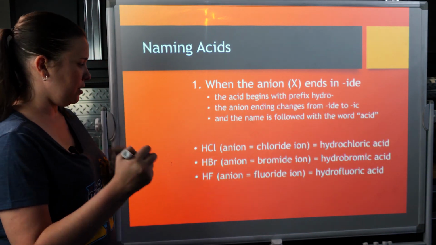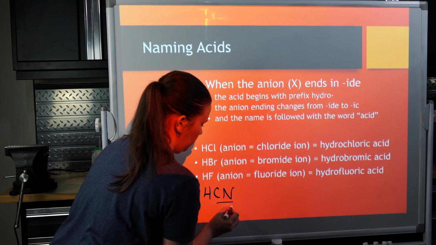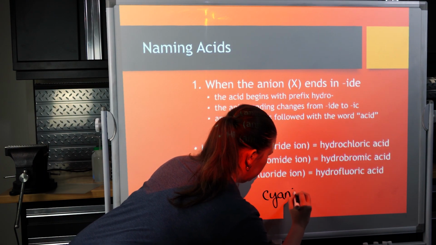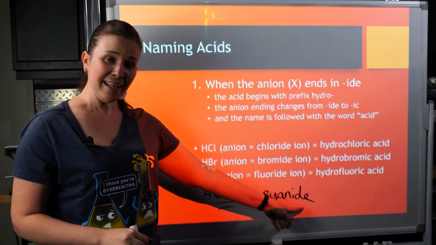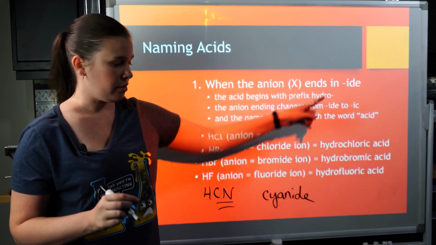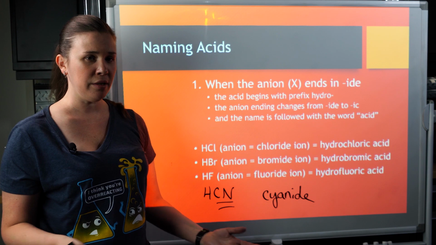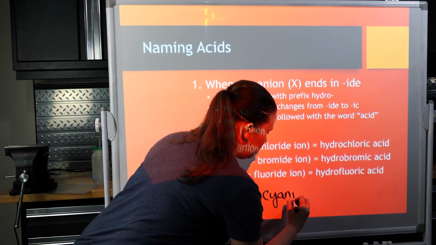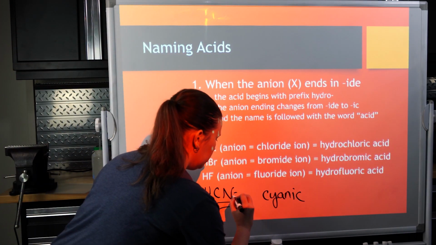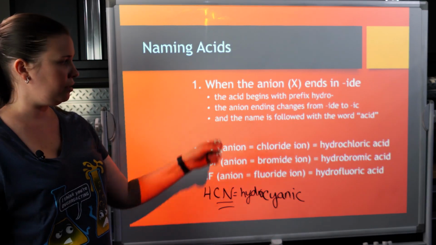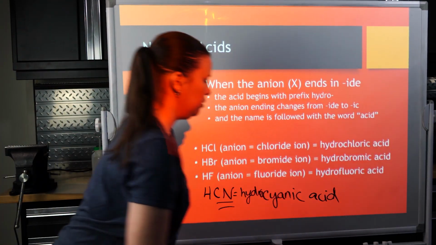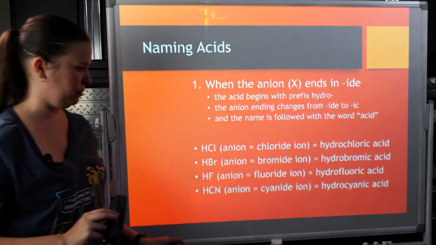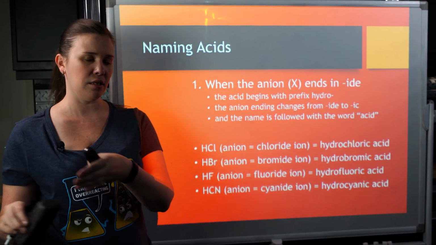The next one is a little bit weird, so let's do this together. It is HCN. What is the CN anion? That would normally be cyanide. Although it's polyatomic, it does end in IDE. The acid rules are only based on what it was named before. What is the anion named? So polyatomic or not, cyanide ends in IDE. It's going to follow this set of rules. So instead of IDE, we'll use IC, and we're going to include hydro. Hydrocyanic, and then don't forget the word acid. So cyanide in an ionic bond here with the hydrogen would form hydrocyanic acid. Add hydro, change it to IC, and then add the word acid.